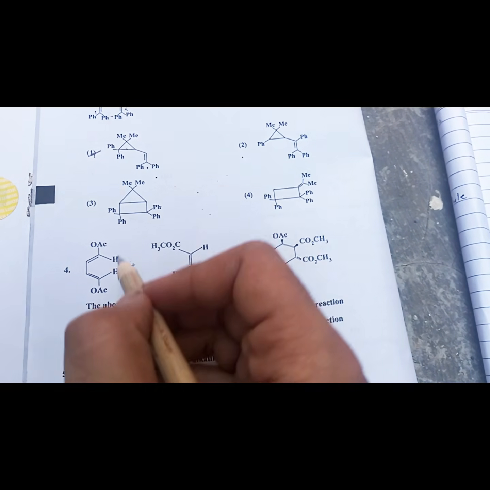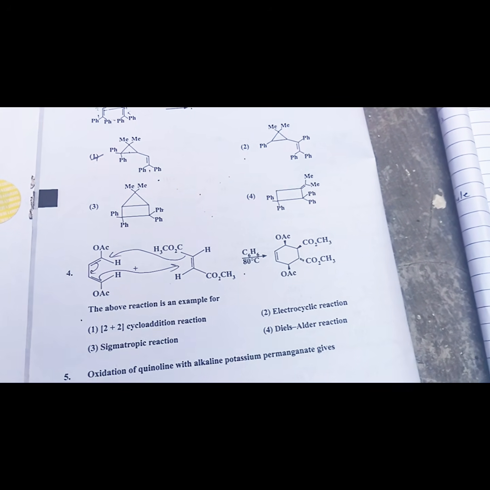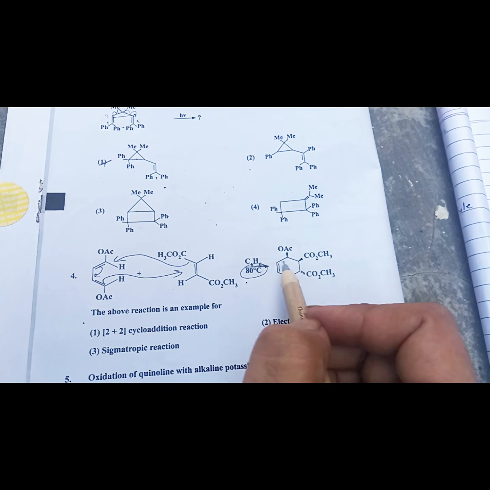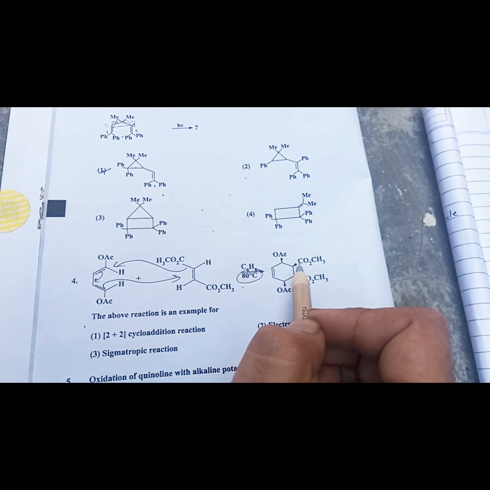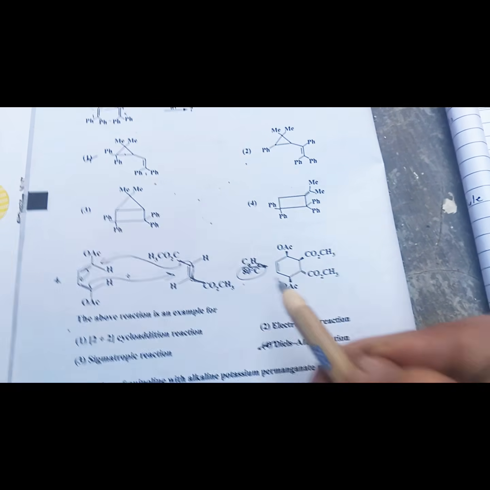For the fourth one, this is called the Diels-Alder reaction. It goes here, comes here, and goes here, so there will be rearrangement like this. Under thermal conditions it forms a 6-membered ring like this. Since these are in the trans direction, one will be on the wedge and one on the dash.